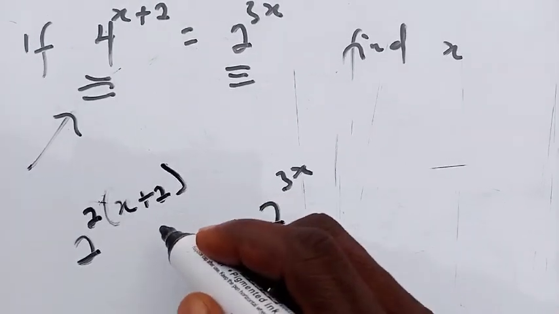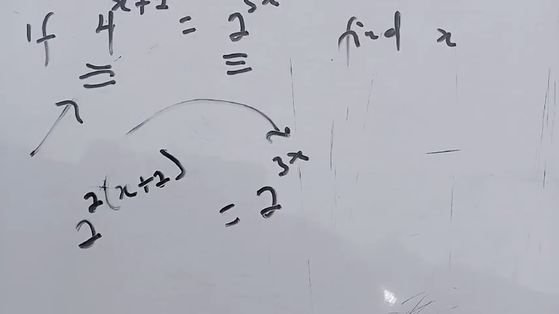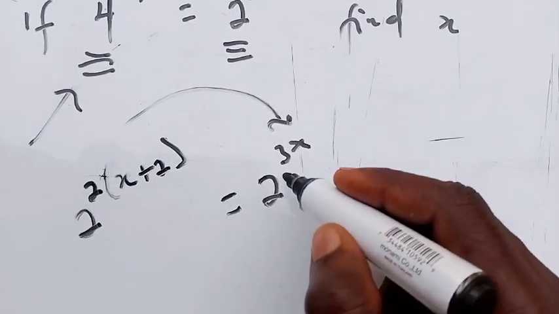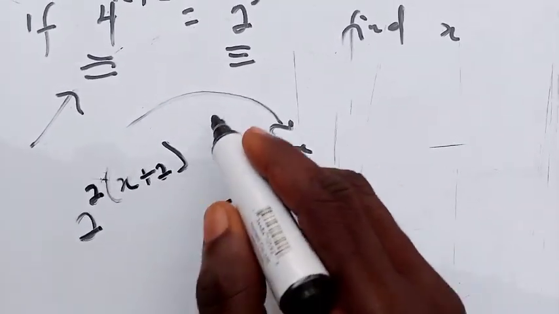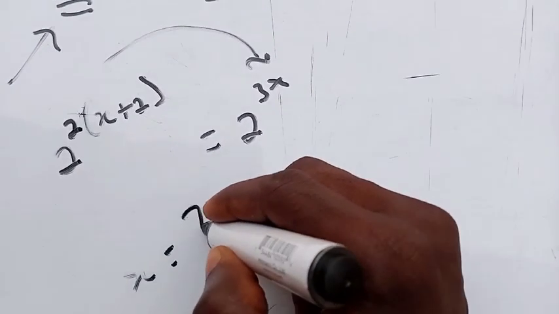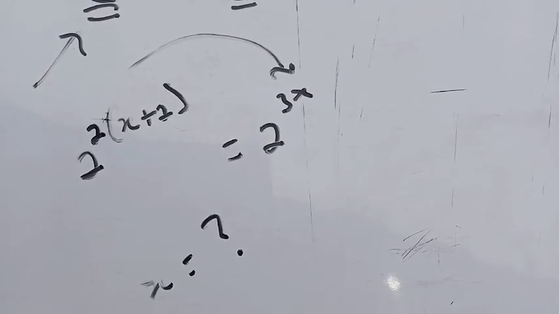So what we are going to do here is equate the exponent, that is 2 into brackets s plus 2, and everything is going to be equal to 3s. Then you solve for it. Why don't you solve this, or maybe pause the video and give me the answer to the x in the comment section below.